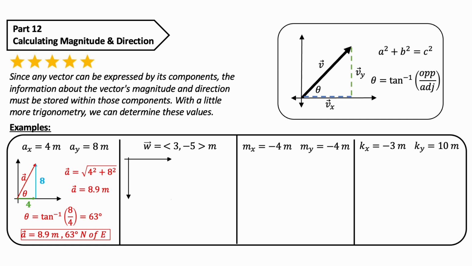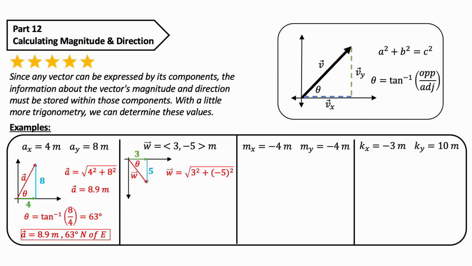Now let's see this again for W. We first want to sketch this. So we're going to go positive 3 on the x-axis and then negative 5 on the y-axis. We are then going to connect and show what we are measuring here. And so W is the hypotenuse of this 3, 5 triangle, and then the angle is shown here.